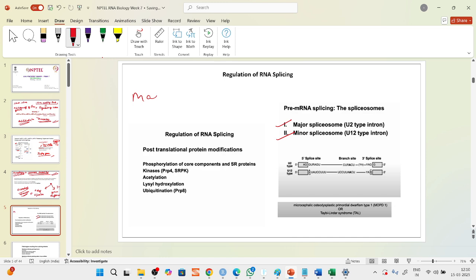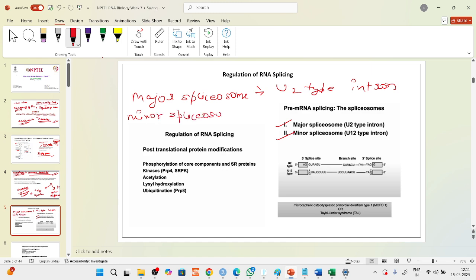Okay. Major spliceosome has U2 type intron, and minor spliceosome has U12 type of intron. So the major type of intron is in the major spliceosome. And you can see here in U2 type of splicing, the sites are AG and AU, AG. Here AG and CG. So this is the difference.